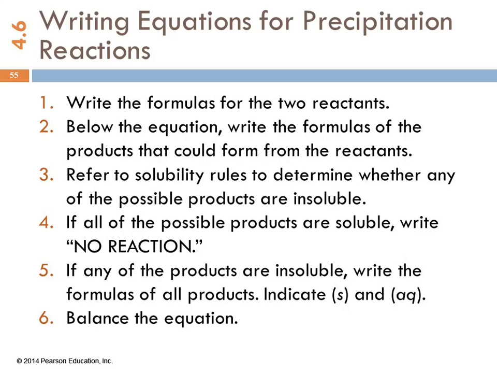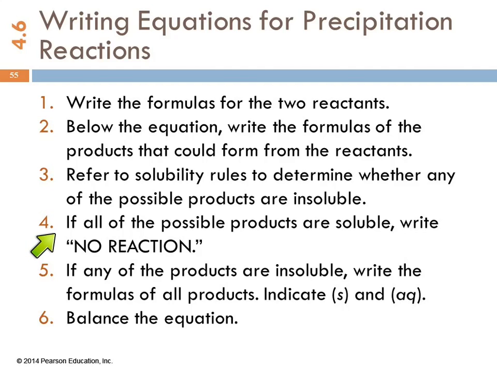So we need to be able to predict the products of precipitation reactions and write balanced chemical equations for them. For those of you who like lists, here's your list. You need the formulas for both of the reactants. Below that, just like I did on the previous slide, write the formulas for the possible products. Look at the solubility rules to see if anybody's insoluble.